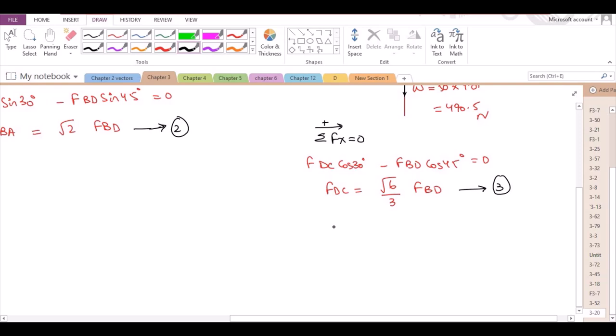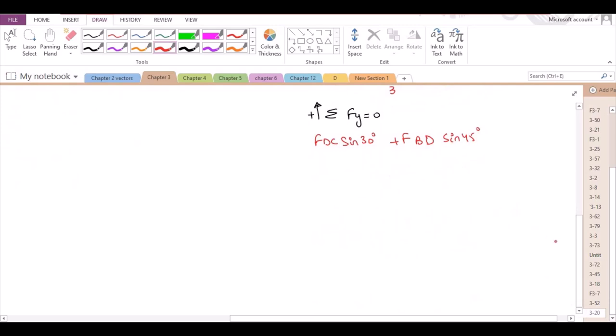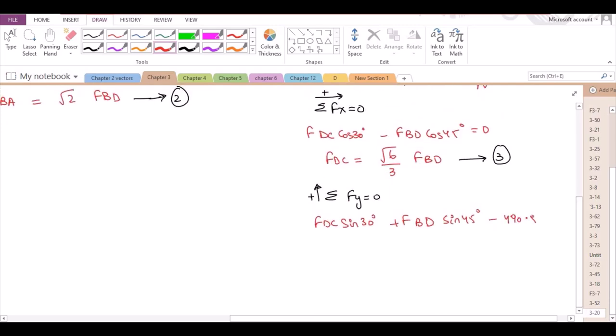Now we have another equation, that is the sum of the forces in y direction equals 0. I am considering the up direction as positive. So we have FDC sine 30 degrees plus FBD sine 45 degrees minus the weight, which is 490.5 newtons, equals 0. So from here we have 0.5 FDC plus root 2 upon 2 FBD is equal to 490.5. Let's call this equation 4.